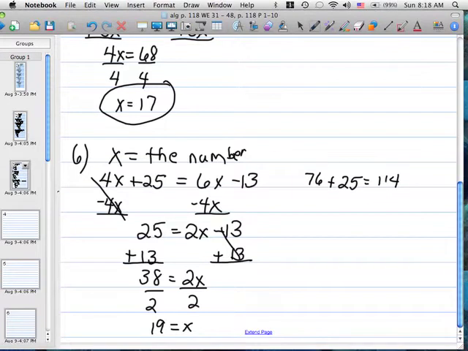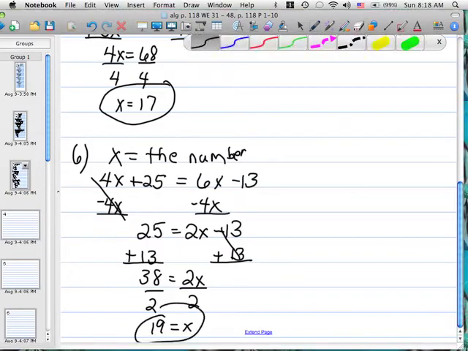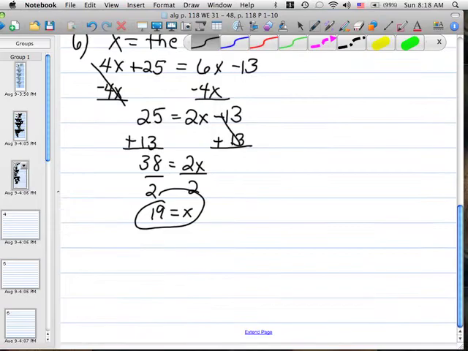which is 114 minus 13. So that would be 101 equals 101, so it works. Word problems, you always want to check your answers, unless you have the answer in the back of the book, which makes it nice. Okay, number 8.